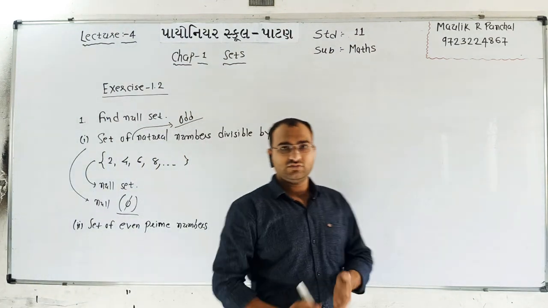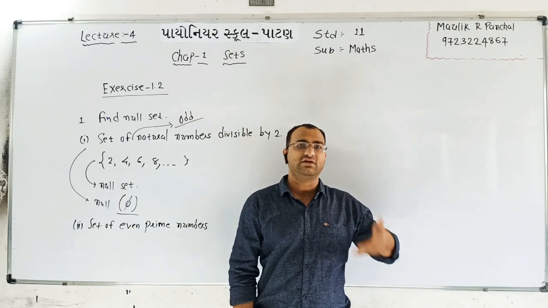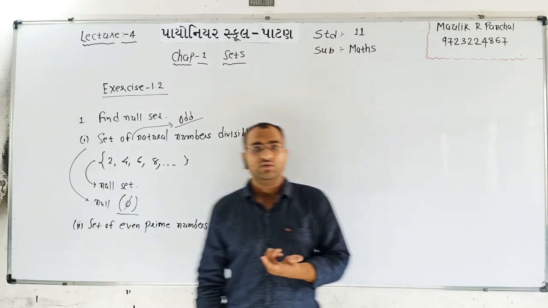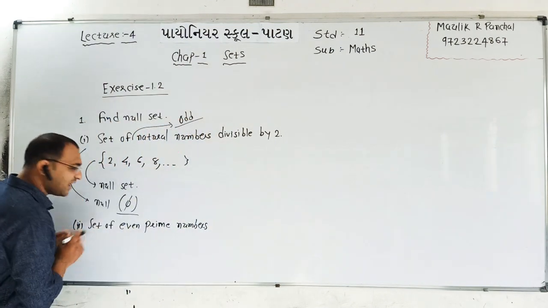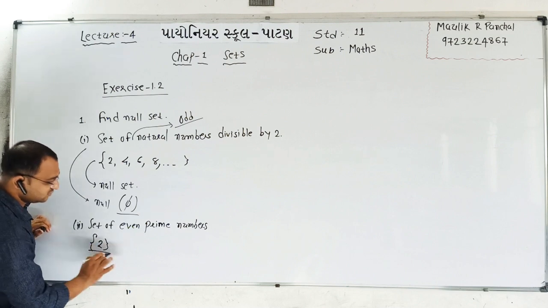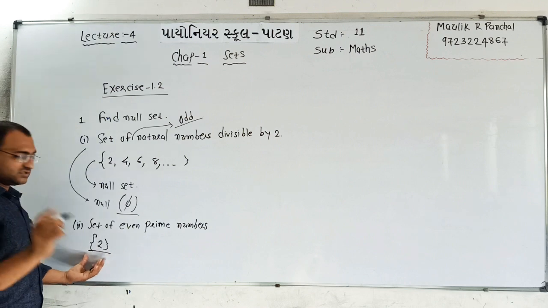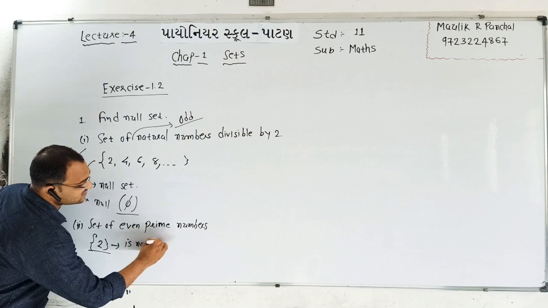Even prime numbers. First, prime numbers are 2, 3, 5, 7, 11, 13 up to infinity. But which is even? 2. 2 is the only even prime number. That means in the set, there is 2, so this is not a null set because it has one member.